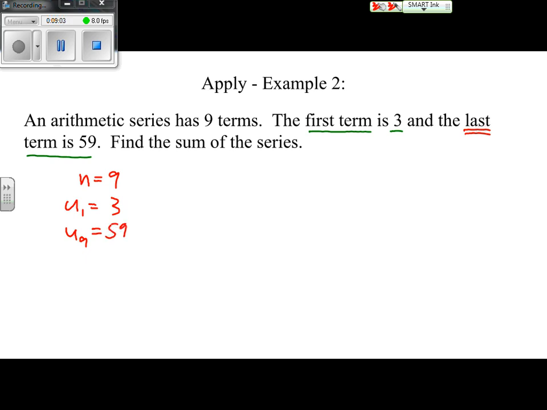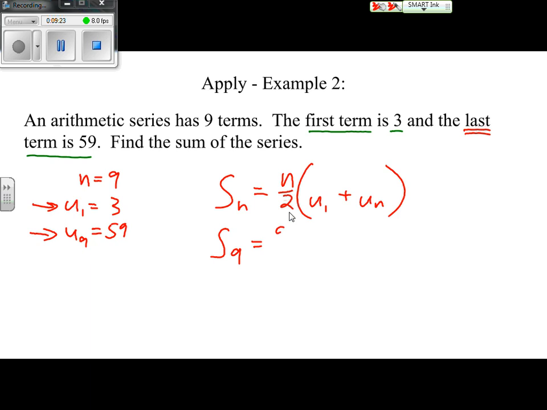Well, this is great because I know the first term and I know the last term, which means I can use the shorter formula, which is S sub n is equal to n over 2 times u sub 1, our first term, plus u sub n, which will be the last term that we're adding up here. So we have the sum of the first 9 terms is equal to 9 divided by 2, times our u sub 1, our first term, which we know is 3, plus our 9th term, or our last term, which is 59.